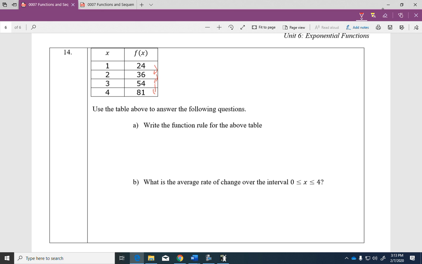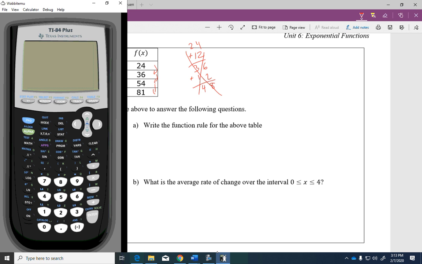If I was adding, 24 plus 12 would give me 36. And then if it truly is adding the same number again, it means I would have to add 12 again. And that gives me a 48, not a 54. So I'm not adding the same number again, which means it's not linear. So I guess it's exponential. What number am I multiplying by? Remember, you could go in reverse.